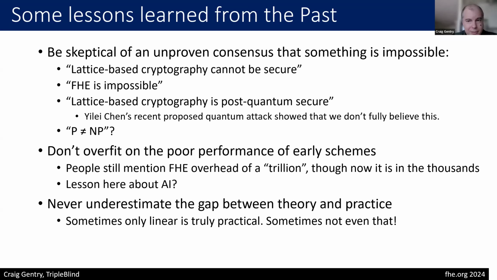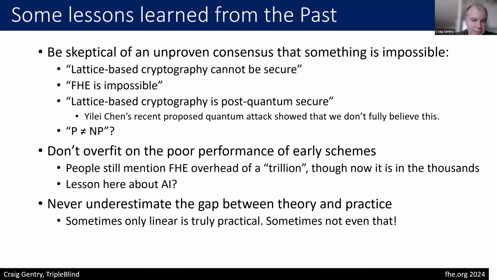You could say another unproven consensus is that P doesn't equal NP. Yeah, a lot of smart people have looked at that problem, but is that really good evidence for going down on one side or the other? Not necessarily so. Another lesson is don't overfit on the poor performance of early schemes. I find that people get fixated on an initial number or initial data point. People still think of FHE sometimes as having an overhead of 1 trillion because that was an initial number that I threw out, which was kind of arbitrary, even though now it's in the thousands.